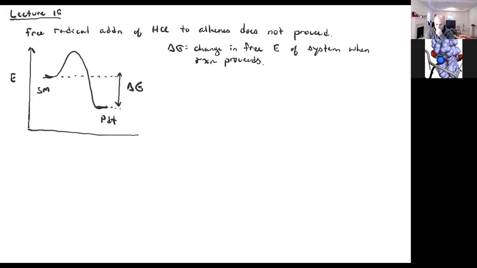And the hump that we draw, it's not there for aesthetics. We draw that hump for a reason. And the reason is that the top of the hump represents the transition state.